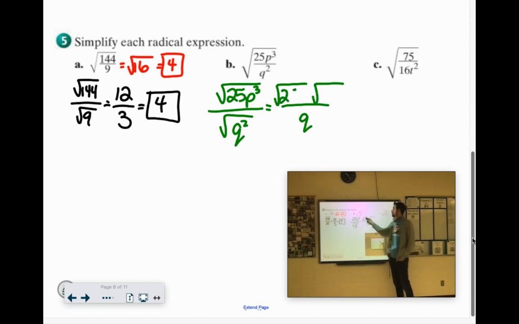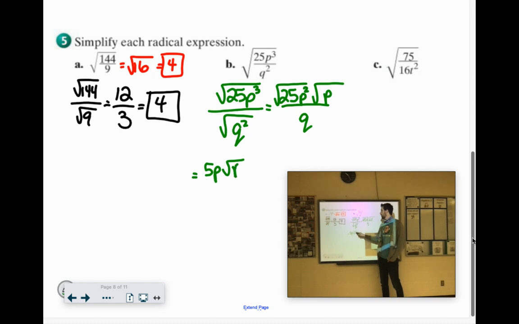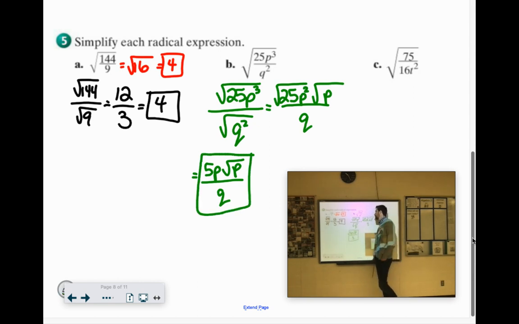25 is perfect. The problem is p to the third. So p to the second would be a perfect square. And then you got your p in the leftover radical. So the square root of 25p to the second is 5p. You've got your root p still. And then our denominator was just q. Now make sure you can't simplify anything outside the radicals. 5p over q, you can't simplify that at all. So that would be it.